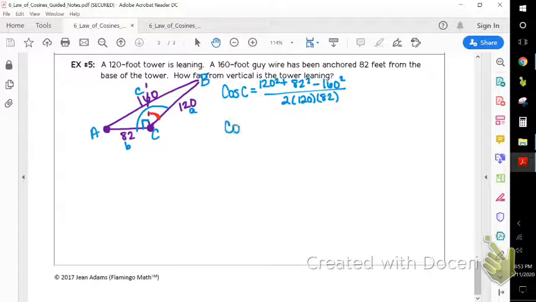Alright, so I'm going to put the numerator in my calculator, and then I'm going to put the denominator in my calculator. So when I put the numerator in, I get negative 4,476 over, when I put the denominator in my calculator, I get 19,680. Now we're looking for angle C, so we're going to have to take the inverse cosine to get rid of that cosine there.